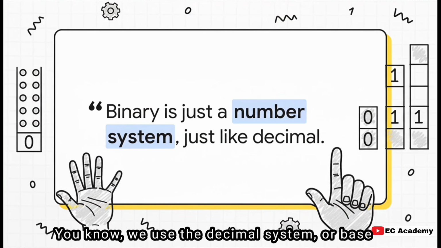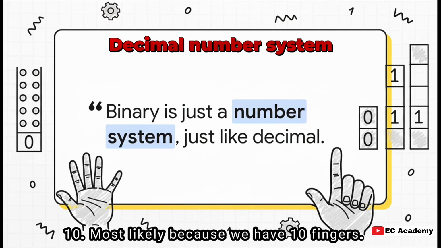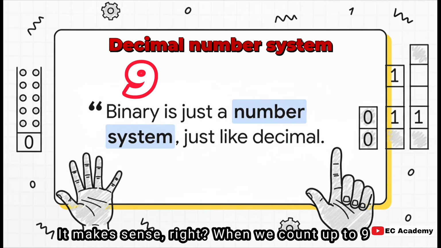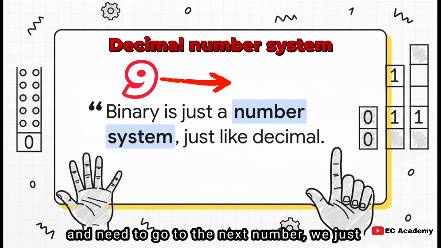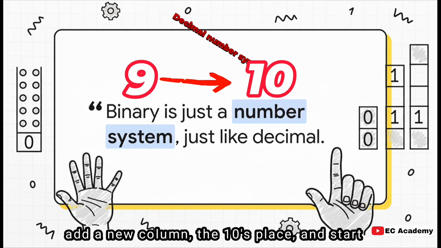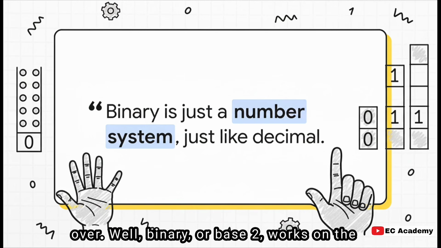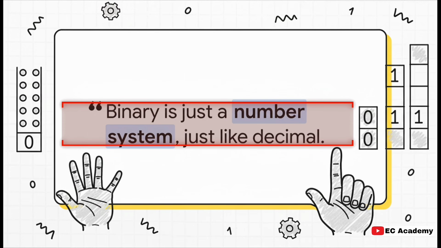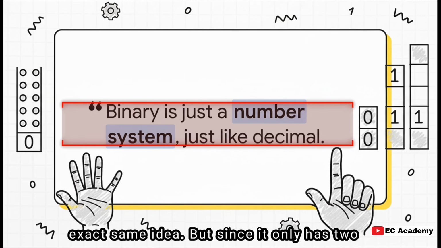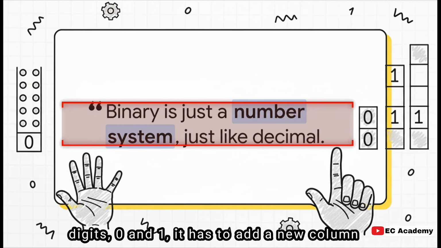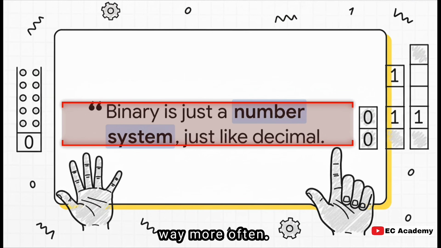You know, we use the decimal system, or base 10, most likely because we have 10 fingers. It makes sense, right? When we count up to 9 and need to go to the next number, we just add a new column, the tens place, and start over. Well, binary, or base 2, works on the exact same idea. But since it only has two digits, 0 and 1, it has to add a new column way more often.